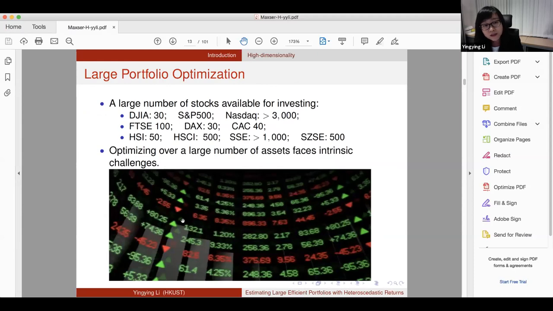However, modern portfolio allocation actually faces some unique challenges. I'd say it is convoluted with big data challenges. In particular, we always have a large number of stocks available for investing. So finding the optimal portfolio faces intrinsic challenges such as high dimensionality.